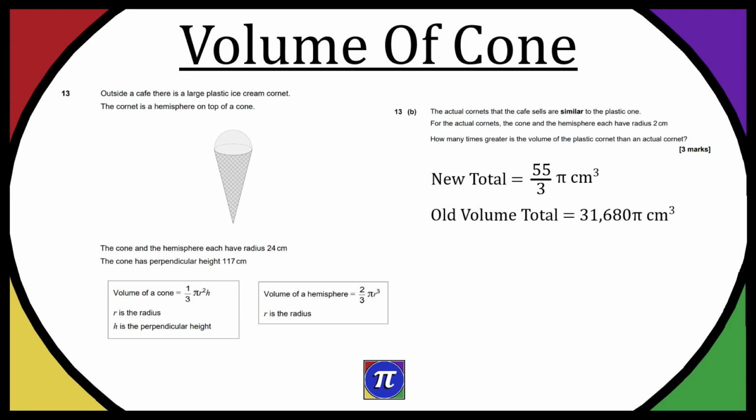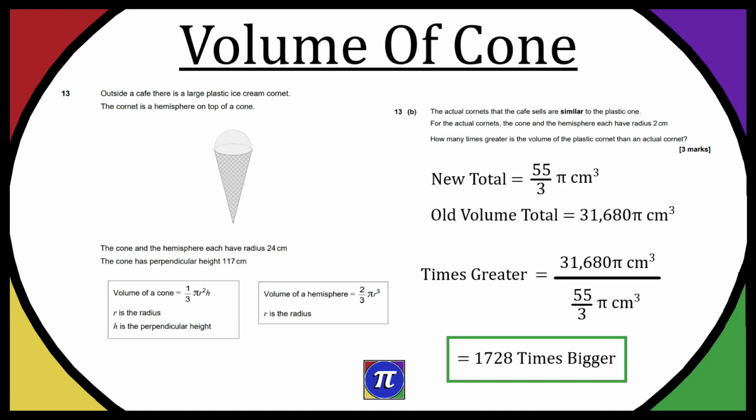So the volume of the smaller cornet is 55 over 3 pi centimeters cubed, and the volume of the older cornet was 31,680 pi centimeters cubed, so quite a lot bigger. And if we divide the volume of the older, larger cornet by the new cornet, the smaller one, we're going to get how many times bigger it is. So times greater is going to be 31,680 pi centimeters cubed divided by 55 over 3 pi centimeters cubed. So it turns out that the plastic cone outside is actually 1,728 times bigger than the cones they serve in the cafe, and that is in terms of volume.